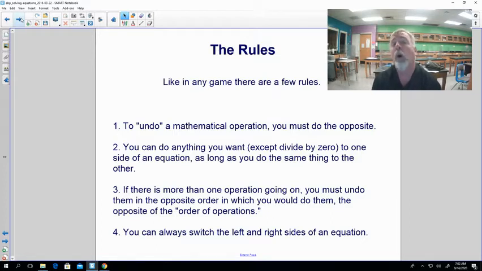And the fourth one, you can always switch the left and the right sides of the equation. This is useful if, as we're going through our process, going through these rules, we end up with our variable by itself, but it's on the right side. All we need to do is just flip the sides around, and we hit our goal of having the variable alone on the left side.